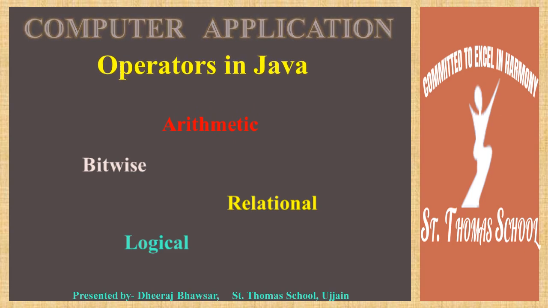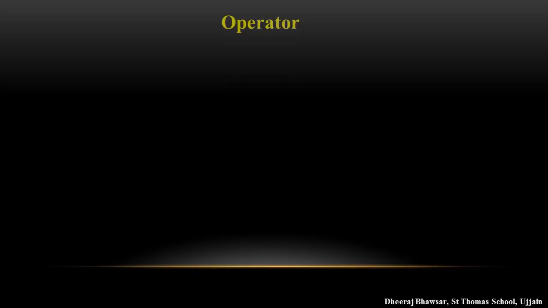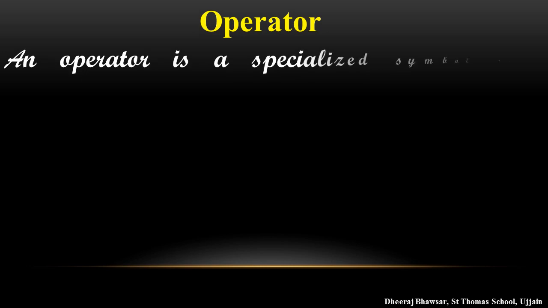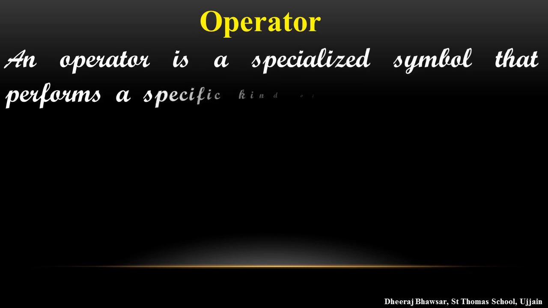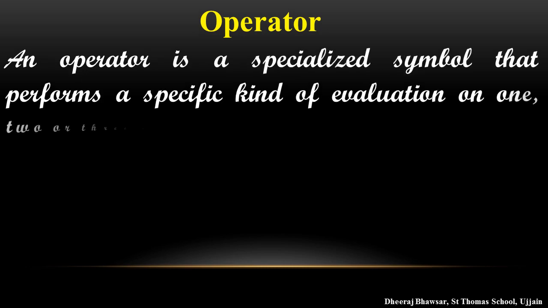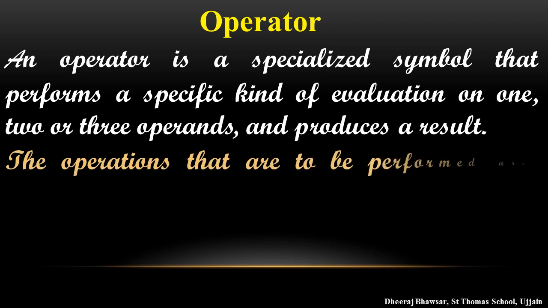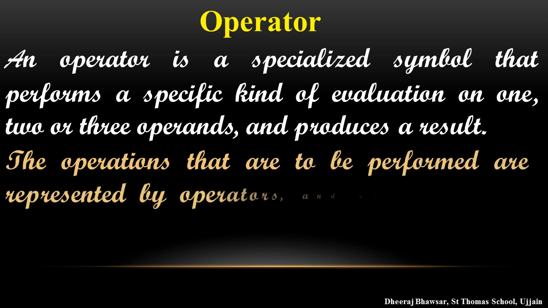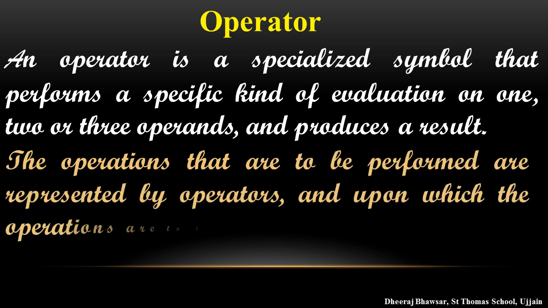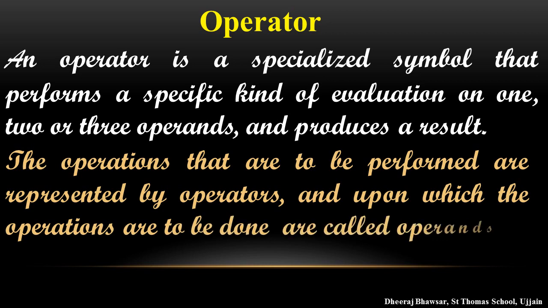So first, what is an operator? An operator is a specialized symbol that performs a specific kind of evaluation on one, two, or three operands and produces a result. The operations that are to be performed are represented by operators, and the things upon which the operations are to be done are called operands.